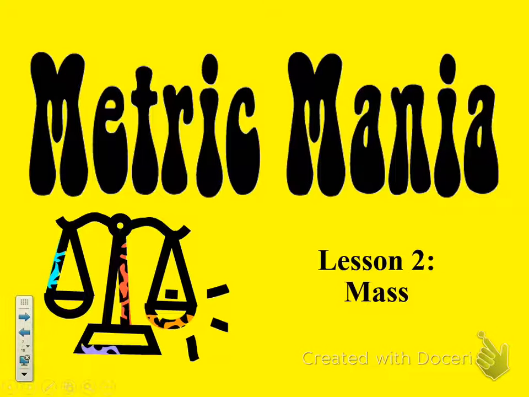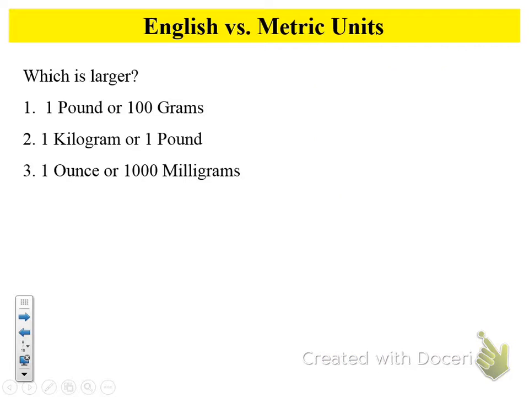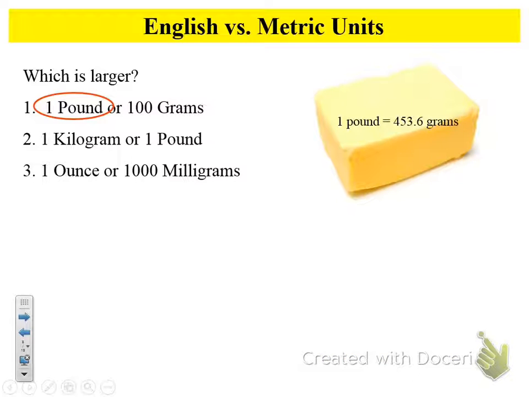All right, so I got about half and half as I survey the class. As we look at it and as we circle which one is larger, we've got 1 pound is actually larger than 100 grams. So go ahead and circle 1 pound. As you look at number 2, you'll see 1 pound is actually equal to 453.6 grams.